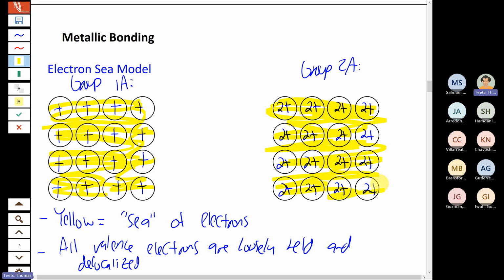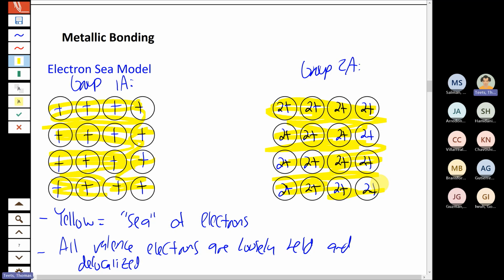All right. So very similar pictures with different numbers of valence electrons, but the idea that the electrons in these metallic solids are not confined in one specific location, but are delocalized over all the atoms and responsible for holding them together in those arrays.